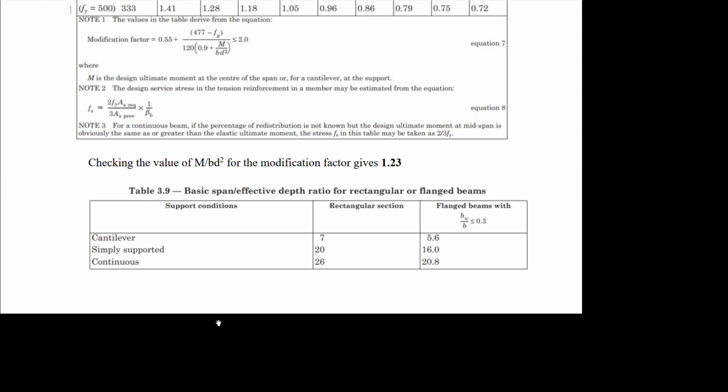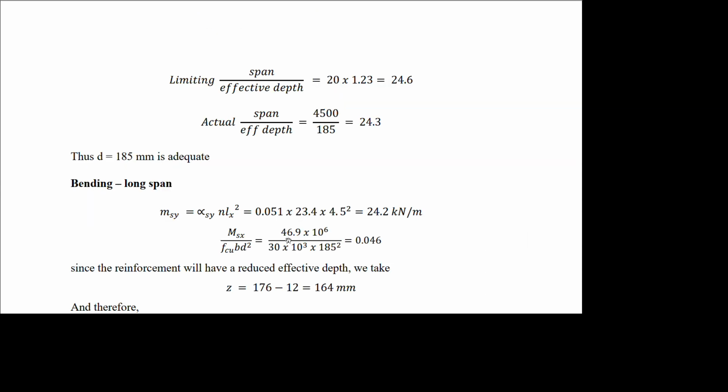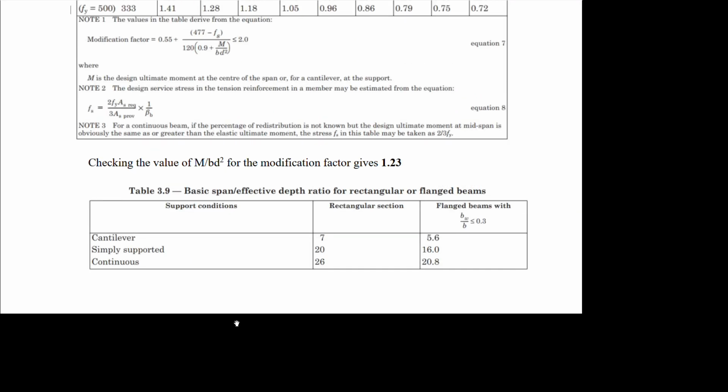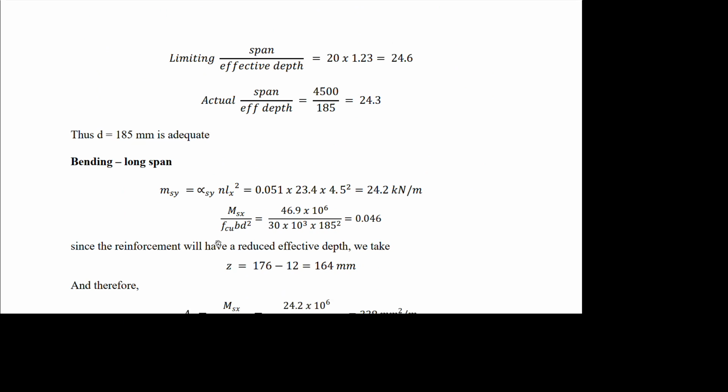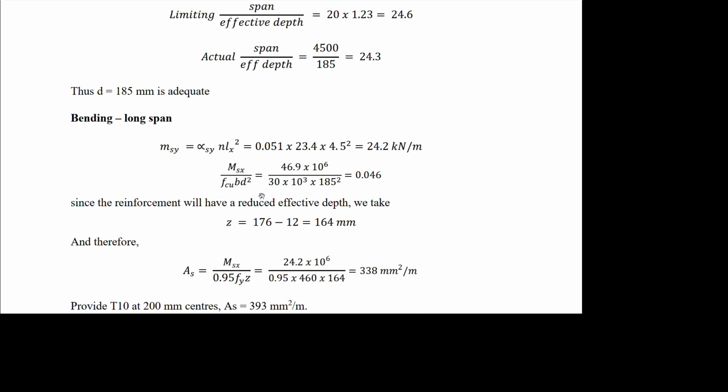So once you do that, now our M over BD squared, the modification factor was 1.23. Now, as I told you the other time, we look at the limiting span effective depth ratio. Now, because it is simply supported, we are taking 20 for this. Our waist slab is simply supported. But if it is continuous, we take this. So we have 20 times this. We have it with this, and our actual span, we calculated it. We got this. So we check our D is 185 mm, adequate.